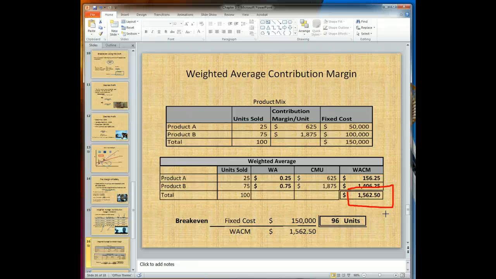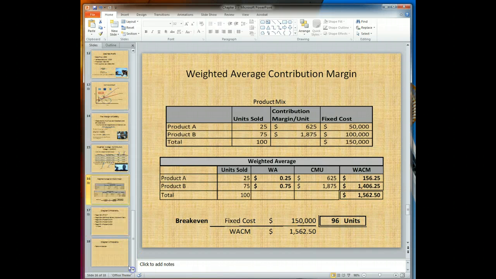Well, so what is you can figure out your break-even point using basically your contribution margin per unit method. You take your fixed cost over your weighted average contribution margin, and it will tell you how many units you need to sell. Easy, very nice.